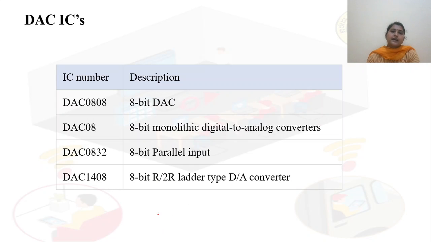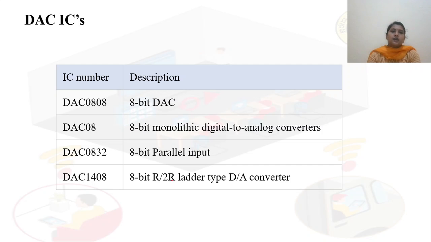Next, DAC ICs. Here I list some of the DAC ICs. First one is DAC0808. This is an 8-bit DAC. DAC08 is also an 8-bit monolithic digital to analog converter. DAC0832 is an 8-bit parallel input digital to analog converter. DAC1408 is an 8-bit R-2R ladder type digital to analog converter.